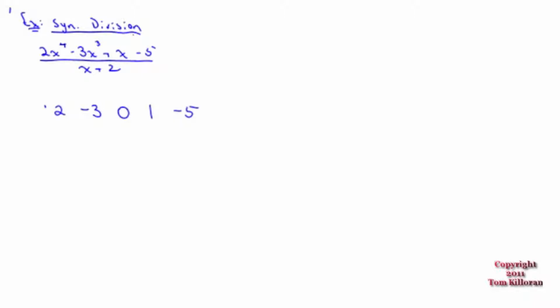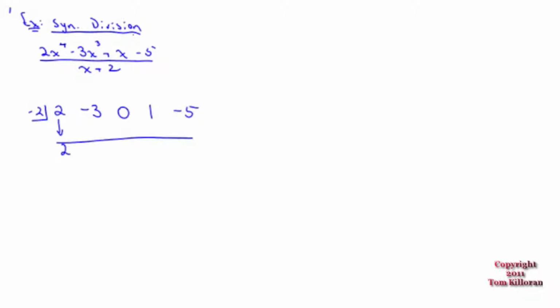And then we're going to divide by the x plus 2, but to take care of the subtraction, you change the sign of it. So it becomes minus 2. So you put minus 2 here. Draw a line leaving the space between the top line and the bottom line. And it becomes simple after that.